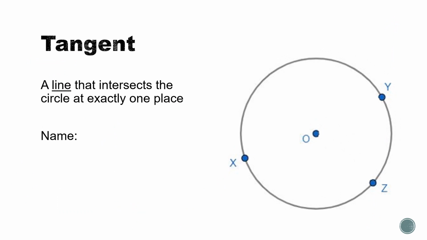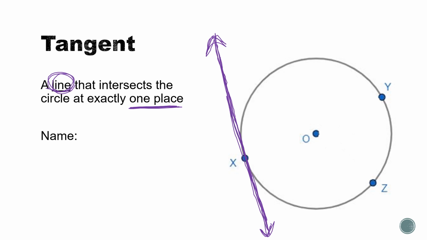So a tangent, again, this one is also a line, but the difference is it only intersects at one place, which means you can kind of think of it as it's skimming right along the side of the circle. So I'm going to draw it by point X. This right here would be considered a tangent line. It goes up and down. It is only touching the circle at point X. I know it looks like it's touching at other places, but it's only going to be touching at point X.